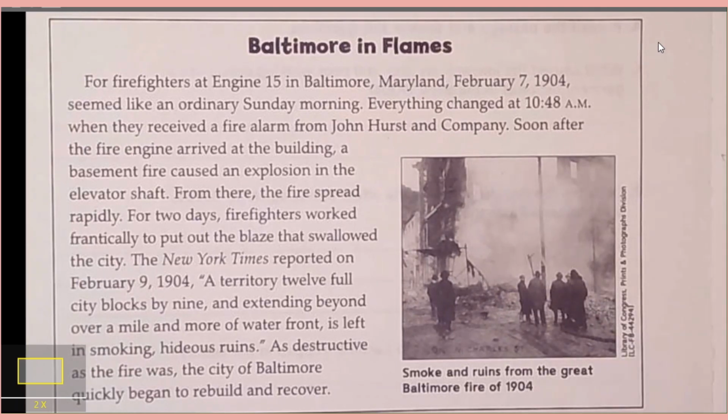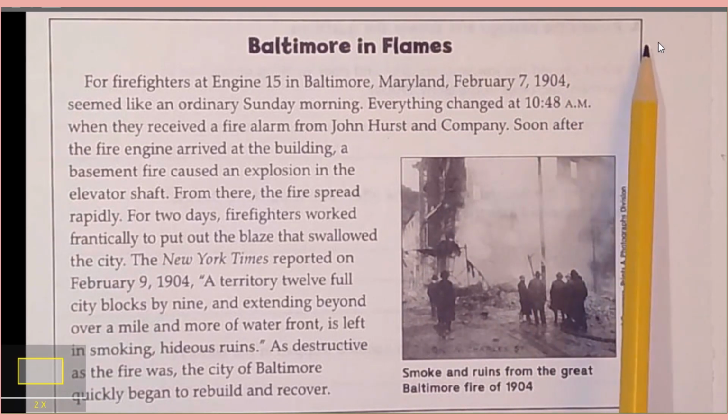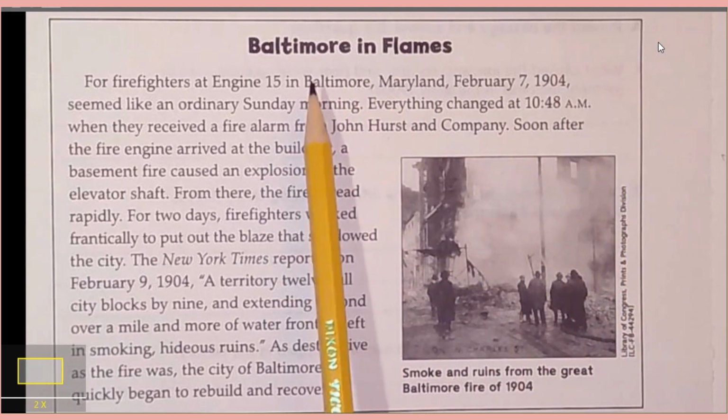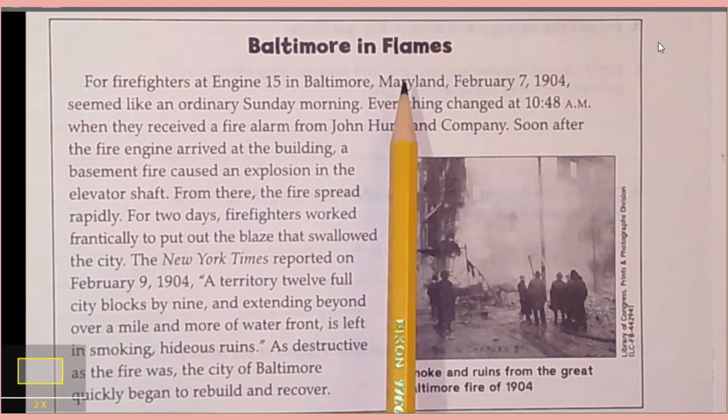So that's what we're going to talk about when I read this Baltimore in Flames to you, and we're going to answer a few questions. So I really need you to please pay attention to this reading, because you're going to be doing one on your own for comprehension work today. So I'm going to go ahead and start reading this for you. Our genre is informational text. Our title, nice and bold, is Baltimore in Flames.